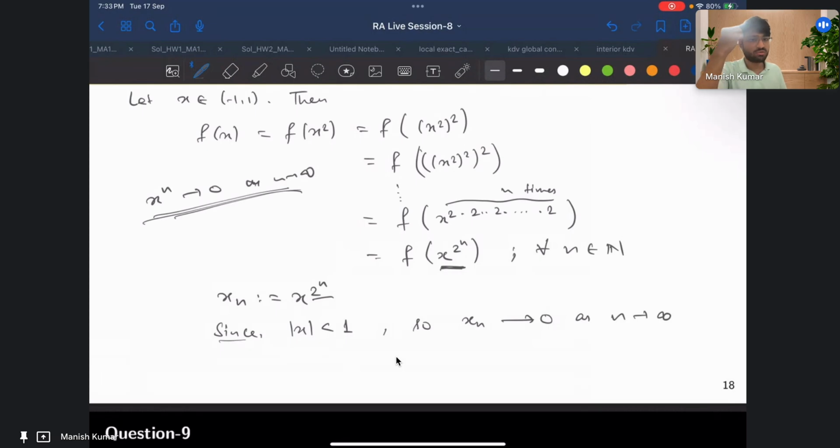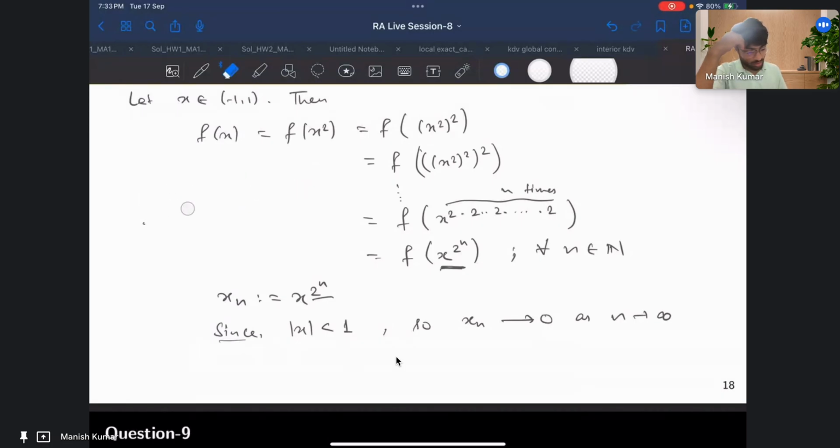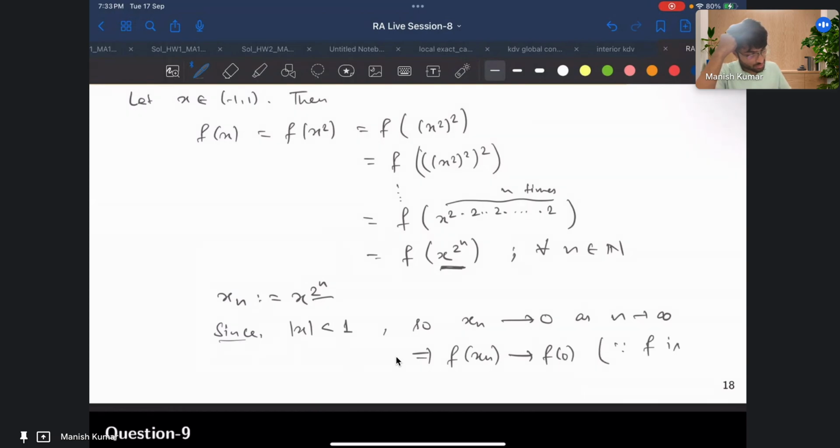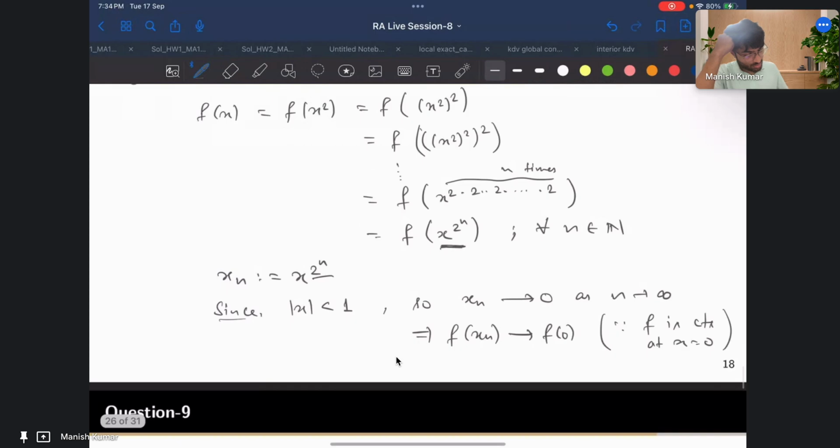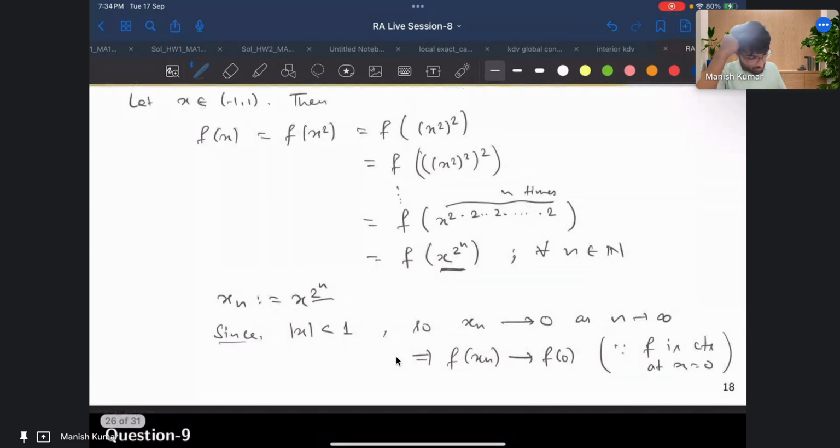So x raised to the power 2n will go to 0 as n goes to infinity, because this 2 raised to the power n is going to infinity. So the same logic will be true here. And you also know that this function is continuous at 0. So this will imply that f of xn will converge to f of 0, since f is continuous at x equal to 0. This is done.